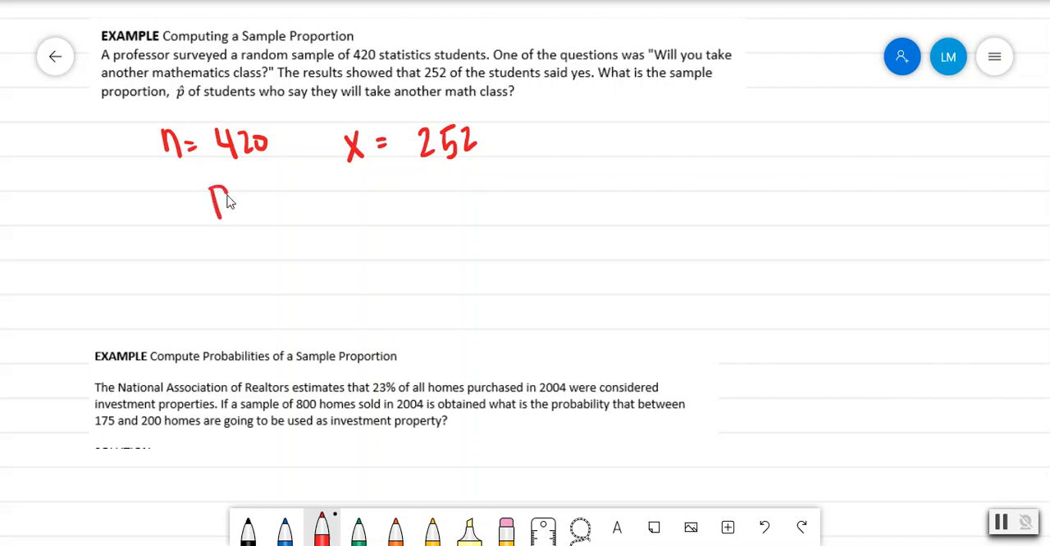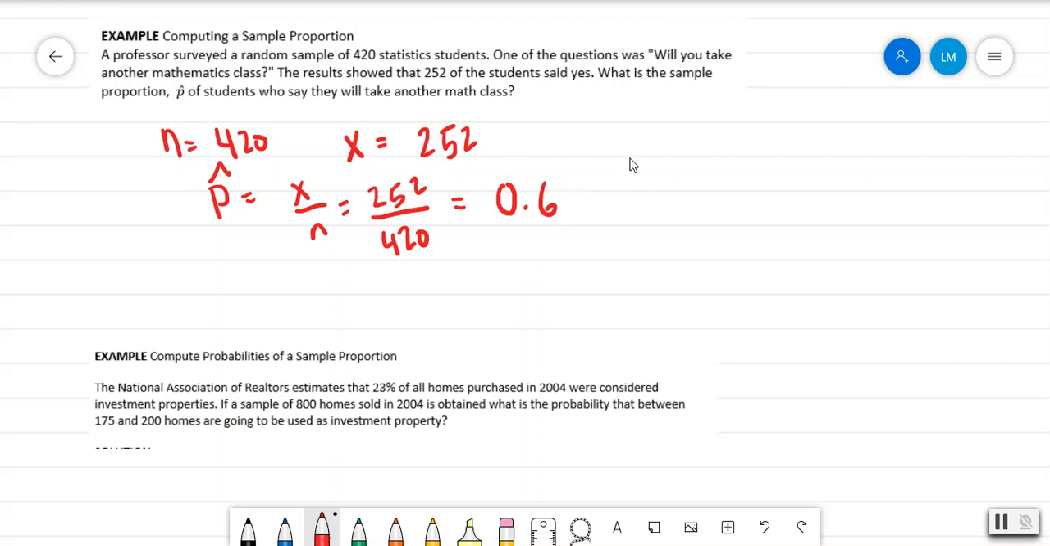What this means is that p hat is going to be equal to x over n, which is equal to 252 divided by 420. So if we do this computation, this is going to give us 0.6 as the sample proportion of students that will take another math class.